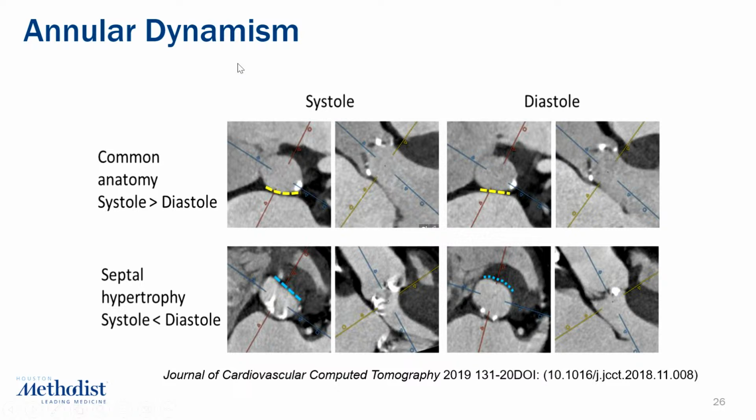A few words about, again, annular dynamism. See here systole and diastole. So commonly your aortic annulus is larger in systole. There are these conformational changes, and the annulus is a little bit more elliptical in systole compared to diastole. So that's why you want to make sure that you measure your annulus in systole. There's one exception in septal hypertrophies like Holcomb patients where actually your annulus dimensions are smaller in systole compared to diastole. So see here it's systole versus diastole. So it's only in that exception where you do your annular measurements in diastole.